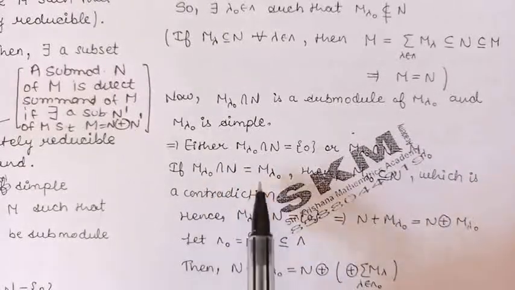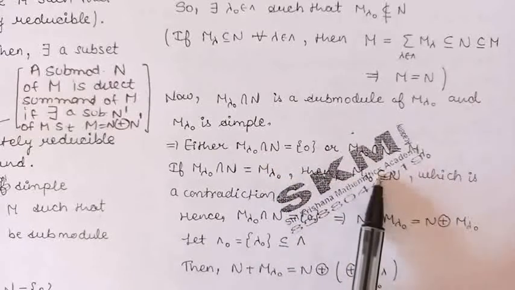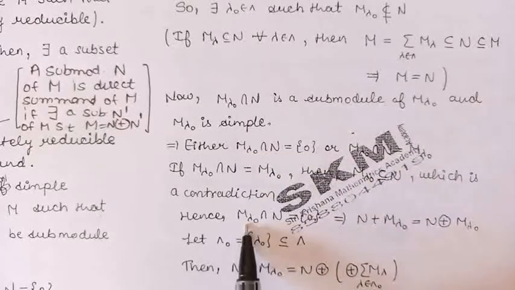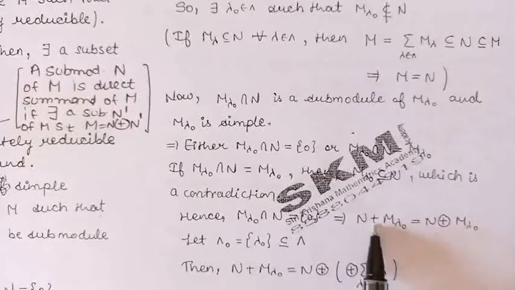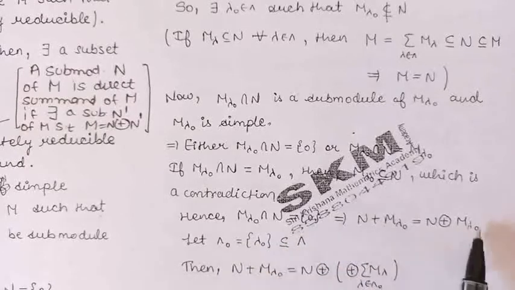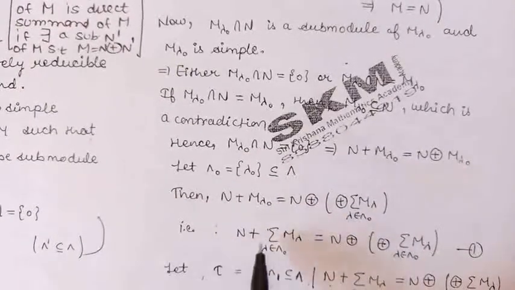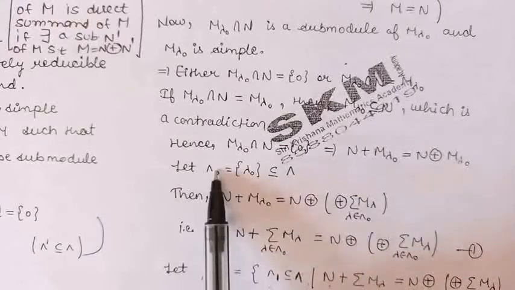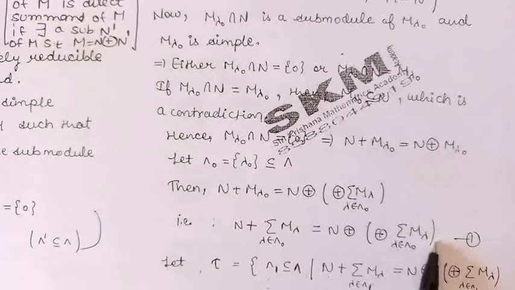If this intersection is equal to M lambda naught, then what will happen? M lambda naught will be contained in N, which will again be a contradiction. So we are left with this possibility only. It means M lambda naught intersection N is the 0 module, and therefore their linear sum will be the same as their direct sum. So if we consider the family consisting of this suffix lambda naught, then we have proved that N plus the summation of M lambda, where lambda belongs to this family, is equal to N direct sum the summation of M lambda, where lambda belongs to the family uppercase Lambda naught.